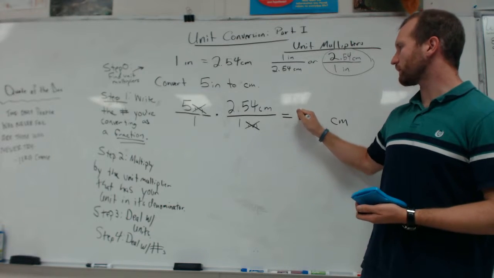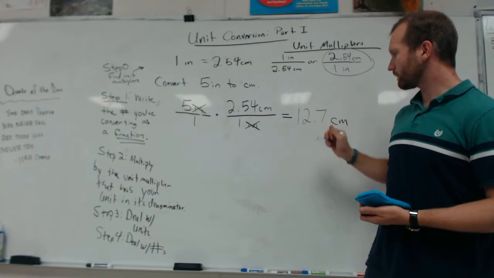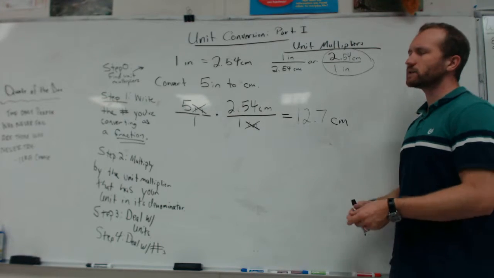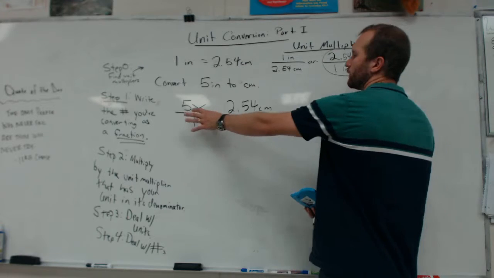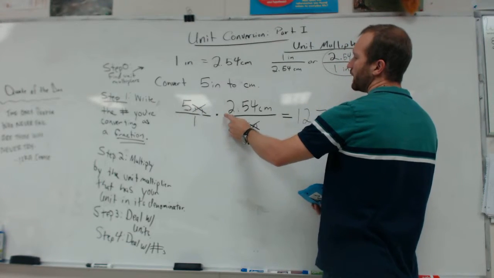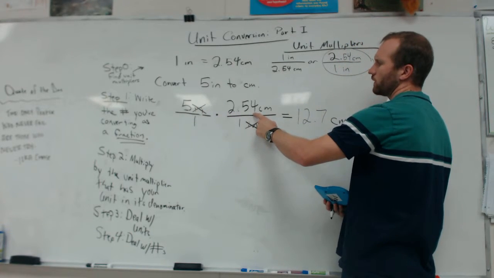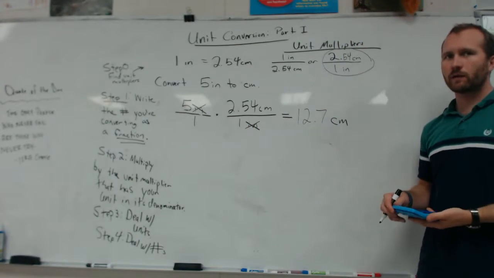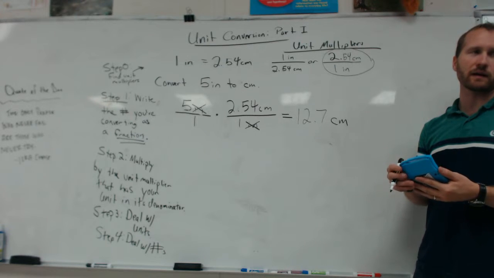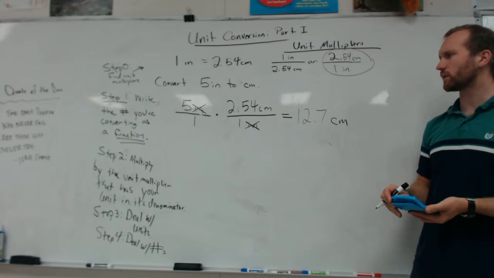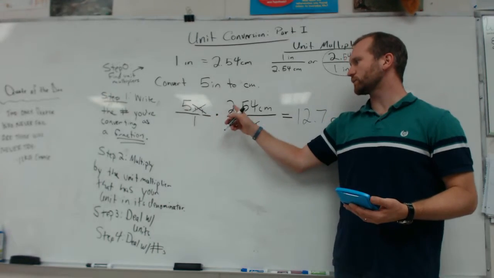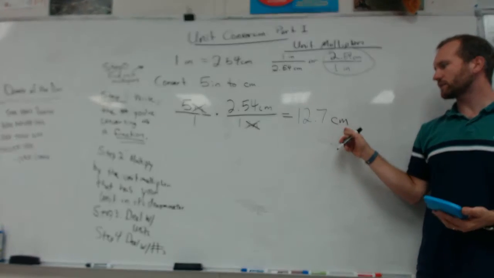I just did 5 times 2.54. Nice. 12.7. So again, I just want to explain how we got that. 5 times 2.54 divided by 1 divided by 1. Okay. But I didn't type in the divided by 1 in my calculator because I know it's not going to change the result. So I just typed in 5 times 2.54, 12.7 centimeters.